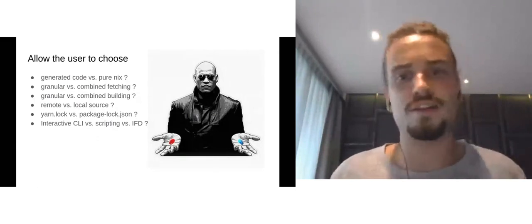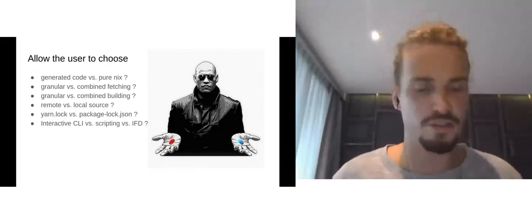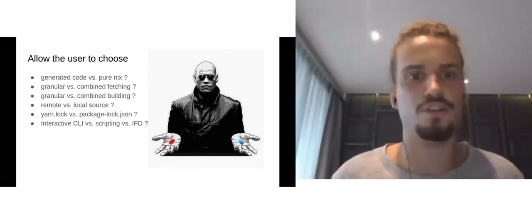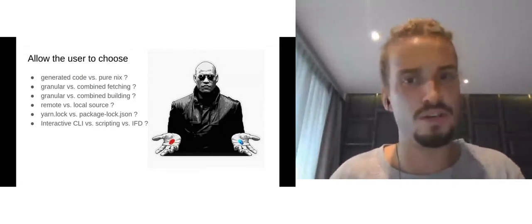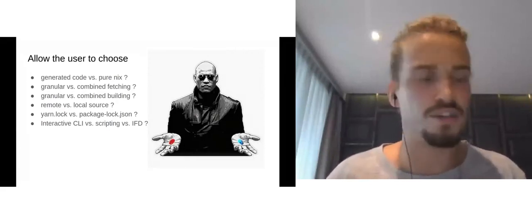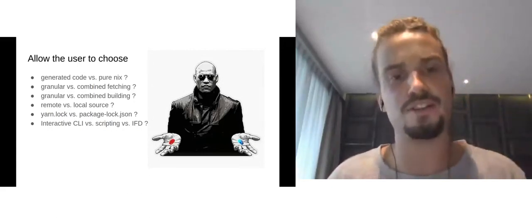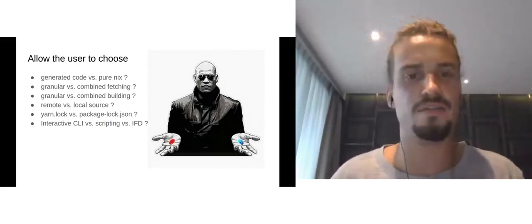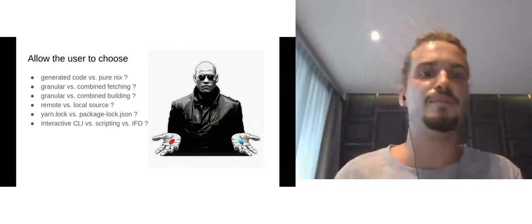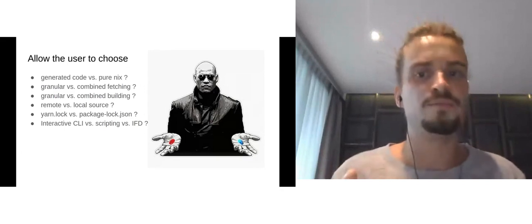So do we want granular fetching versus combined fetching? Do we want to fetch each source individually, or do we want fixed output derivations? But don't be scared. The reason we support large fixed output derivations is in case we have a package with 50,000 dependencies, we would have to store 50,000 hashes. We can opt in to fetching them all at once and only providing one hash.